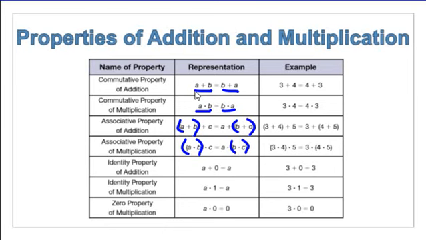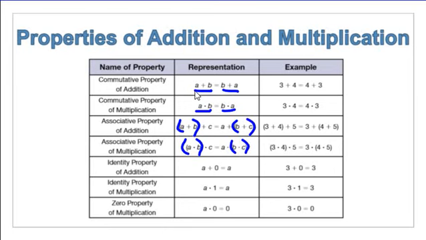The identity property of addition. This means what do you multiply or what do you add to get itself? So for the identity property of addition, to get the same number, you're just adding 0 to it. So a plus 0 is going to be a, so it's itself.